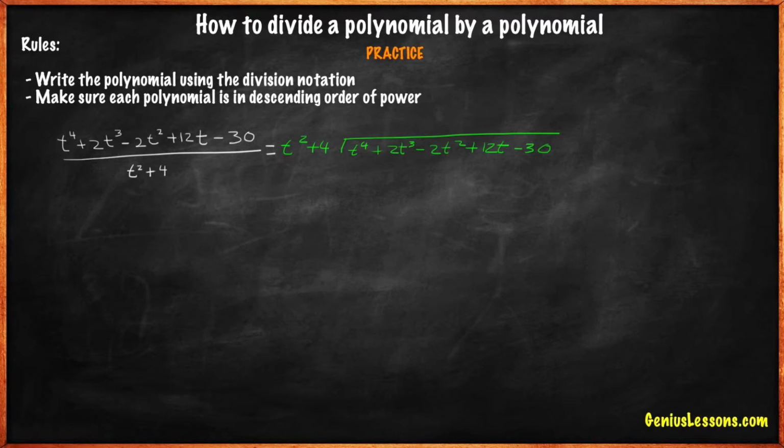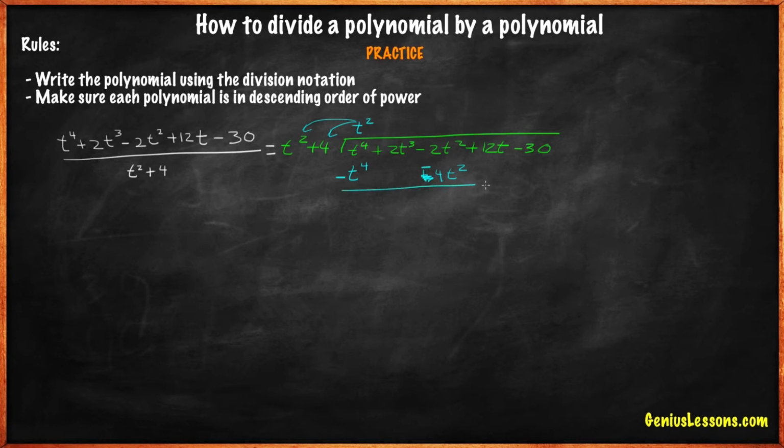Now, what times t squared will give us t to the fourth power? t squared times t squared equals t to the fourth power, so we will use t squared. t squared times t squared equals t to the fourth power. t to the second power times 4 equals 4t to the second power. Notice that we write 4t to the second power under negative 2t to the second power because they have the same power. Change the signs and let's add them.